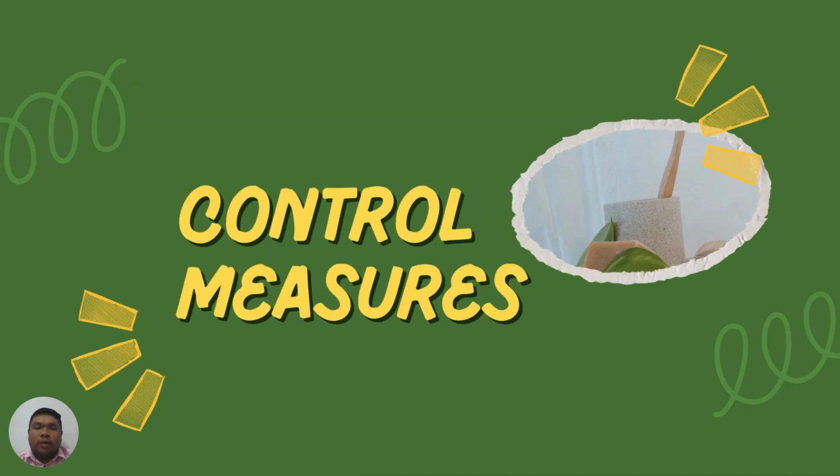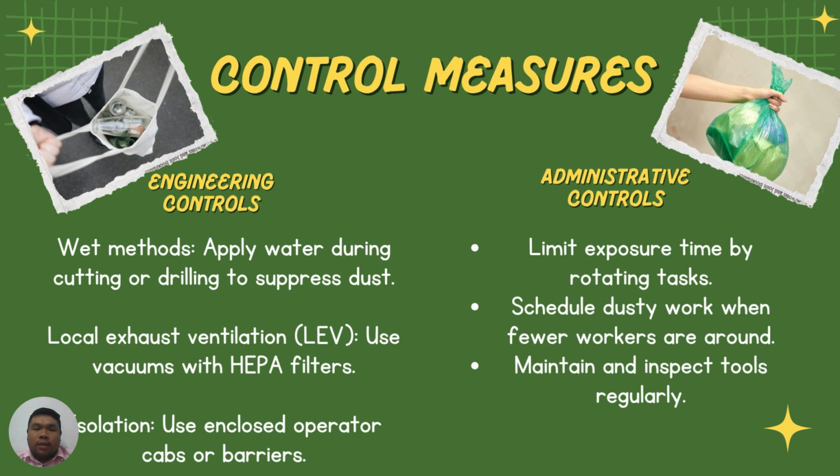Now, our control measures. We have three control measures. First is engineering control, second is administrative control, and last is PPE. For the engineering control, we can use the wet method. When the workers are cutting or drilling, we must apply water to the concrete or stone.